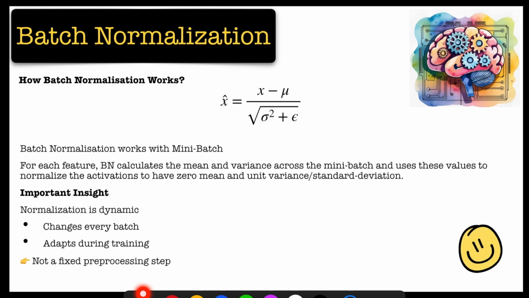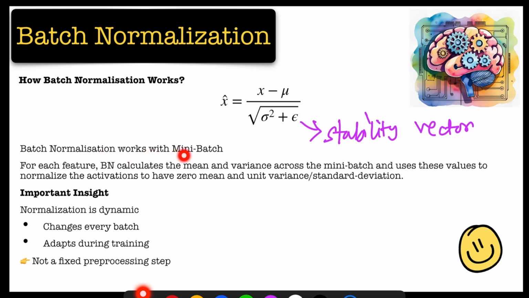Now, how does batch normalization work? We use the same formula that we used earlier. We subtract the mean and then divide by the standard deviation. We add an epsilon, which is a stability factor. And why do we use this? To avoid the divide by 0 error. I think this is very easy to understand.